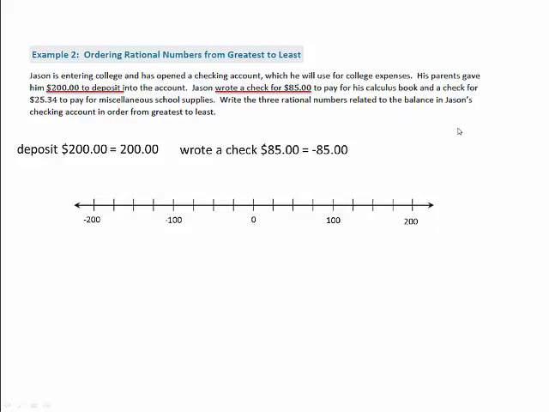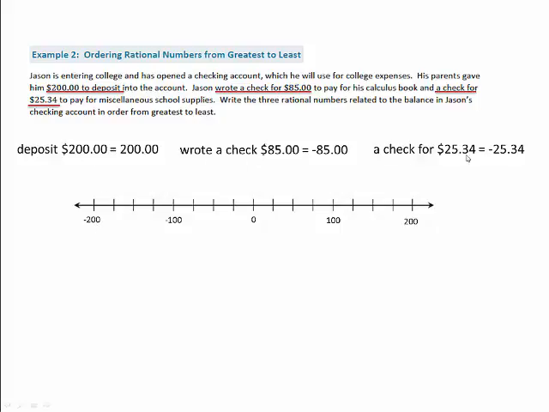And the last, he writes a check for $25.34, that's going to be negative 25.34 hundredths. On the number line, I'm going to put these on, and you don't have to put them on a number line, that just makes it easiest to see. This number line, each tick mark is counting by 25. So I have 0 in the middle, and then 25, 50, 75, 100, 125, 150, 175, 200, and the same going in the negative direction.